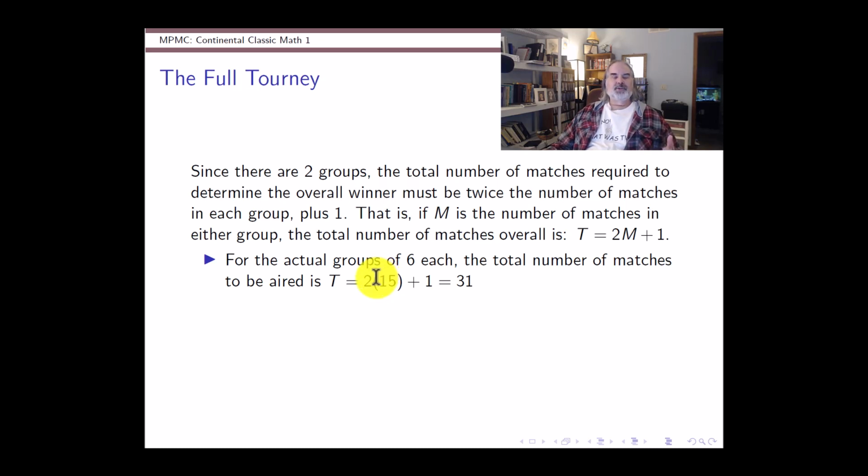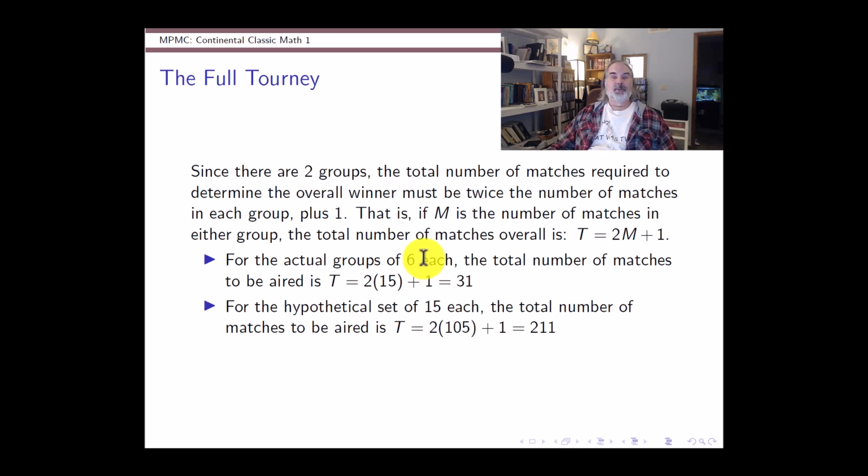So again, for the original tournament as is, there's two groups of 6 each. We already figured out that one group requires 15 matches in order to finish out. So 2 of those plus 1 more for the overall winner, 31 matches altogether. So they're going to be broadcasting 31 matches in order to complete this Continental Classic tournament.